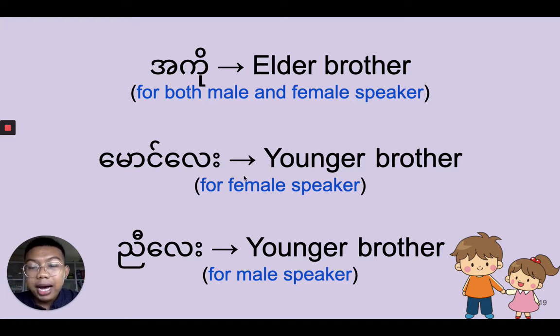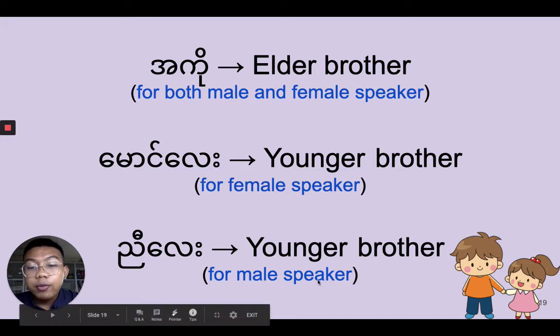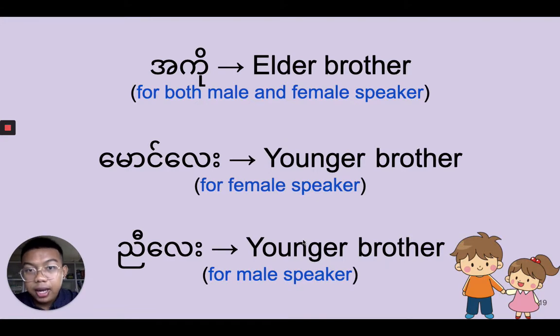But maung le means younger brother, and it's only used by female speakers. If you're a female speaker and want to mention your younger brother, you have to say maung le. If you're a male speaker and want to mention your younger brother, you have to use nhi le. So maung le and nhi le are used for younger brother, but by different speakers, while ako is used for elder brother by both male and female speakers.